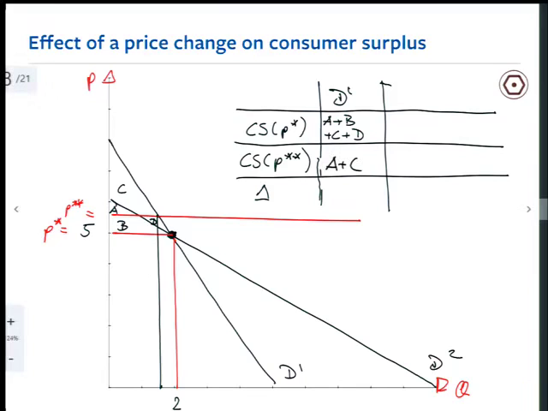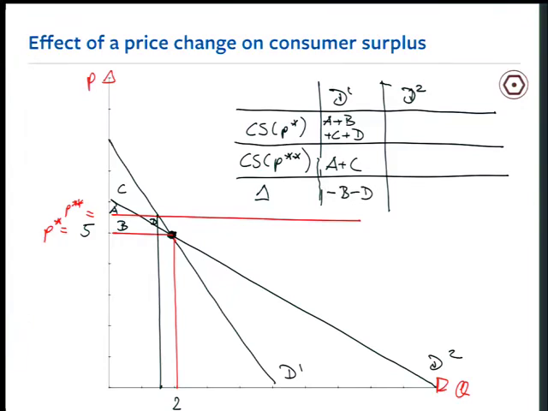So the change is, before the price rise, I had A, B, C, and D. Now I only have A and C. So what do I lose? I lose B and D. Minus B minus D. So consumers are worse off from a price hike. I mean, that's pretty intuitive. You lose welfare, right? So let's look at this again, but let's look at this for the D2 folks, all right?